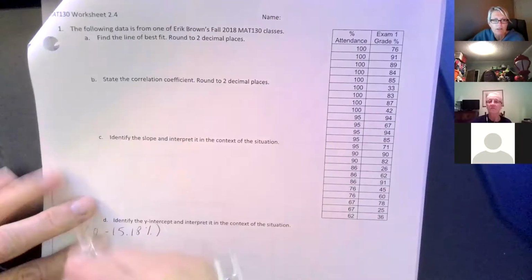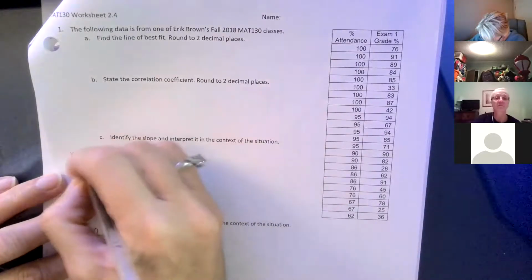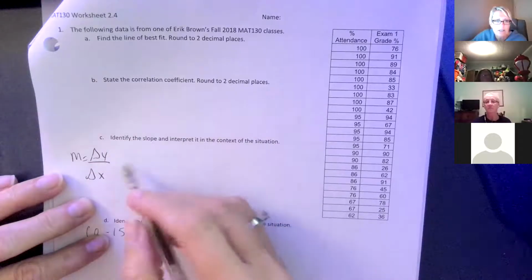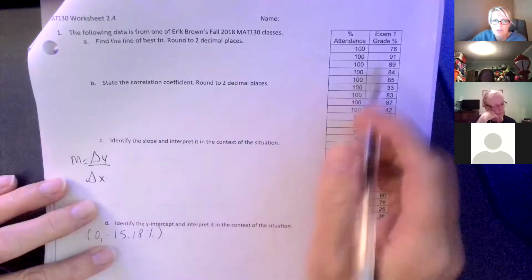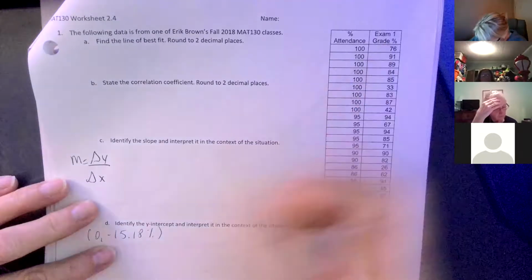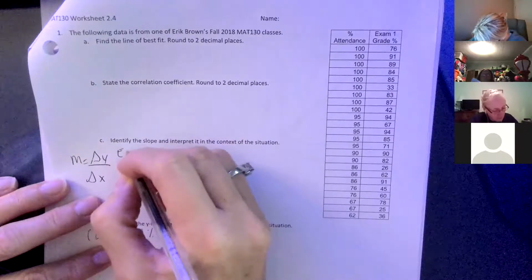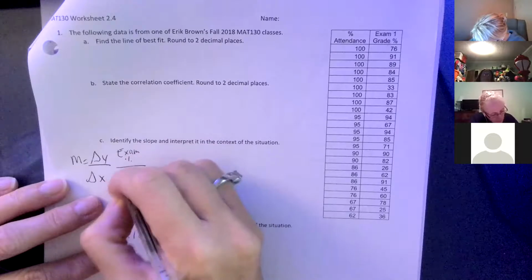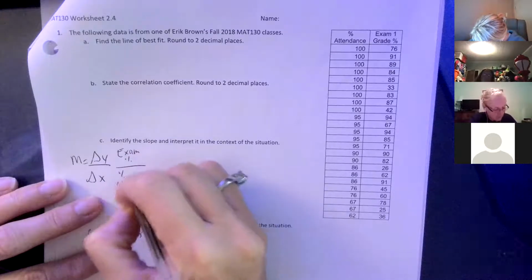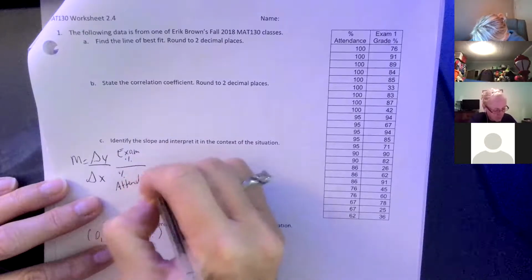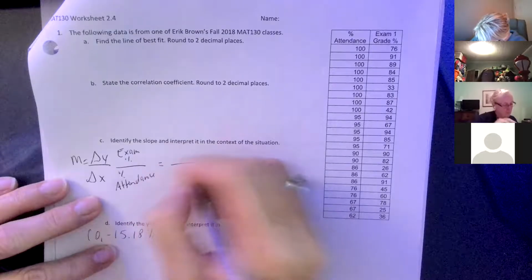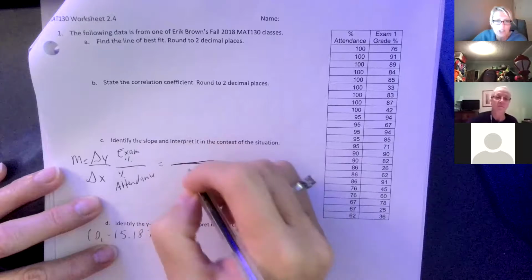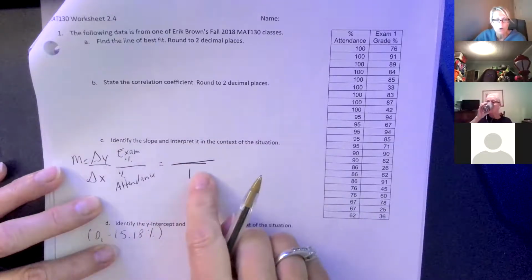C is about the slope. We talked about how slope is your change in Y over change in X. So you need to identify the units. The Y units are going to be exam percent over percent attendance. And you got some slope from your model, but it's really a unit rate. It's whatever your slope is over 1.